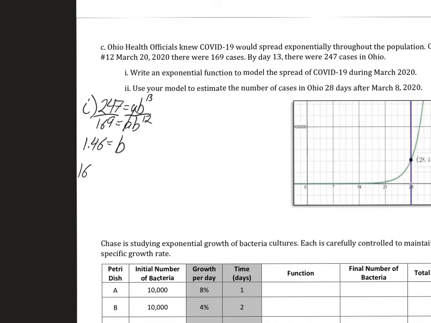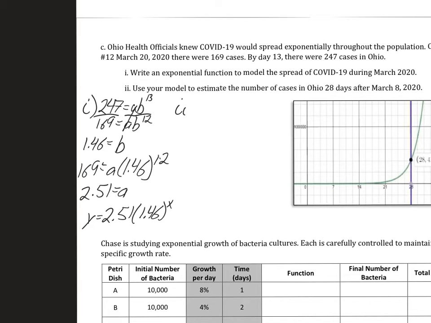Now we're just going to plug that in. So we have 169 equals a times 1.46 to the 12th power. Okay, so once you figure out what 1.46 to the 12th power is, divide 169 by that, it'll give you 2.51 equals a. So my final equation is y equals 2.51 times 1.46 to the x.